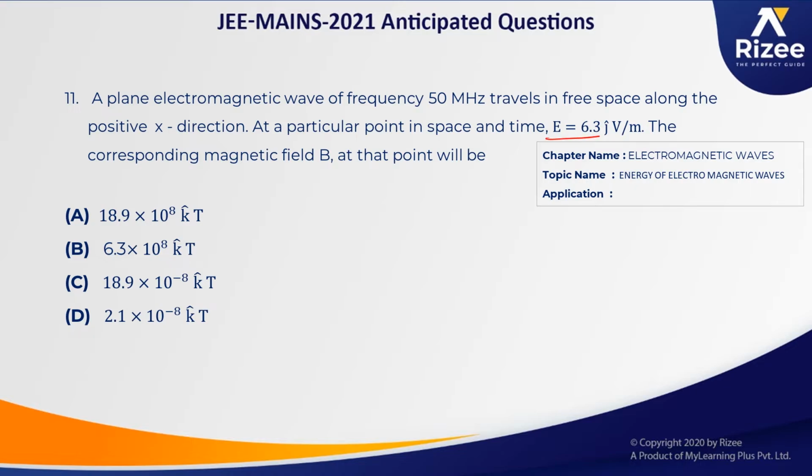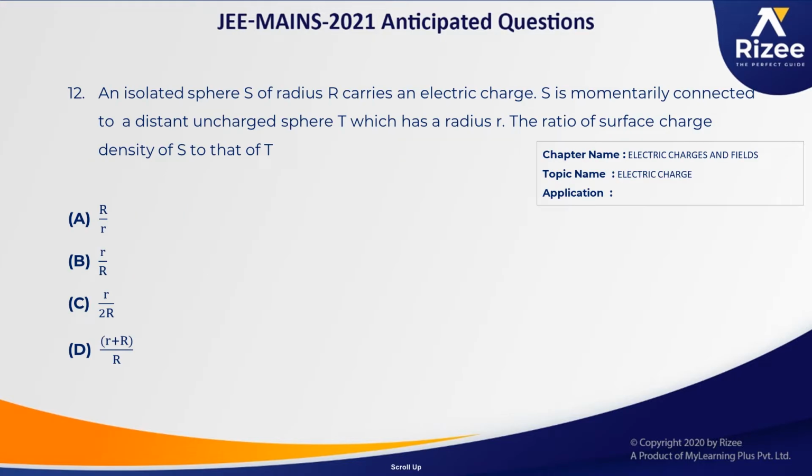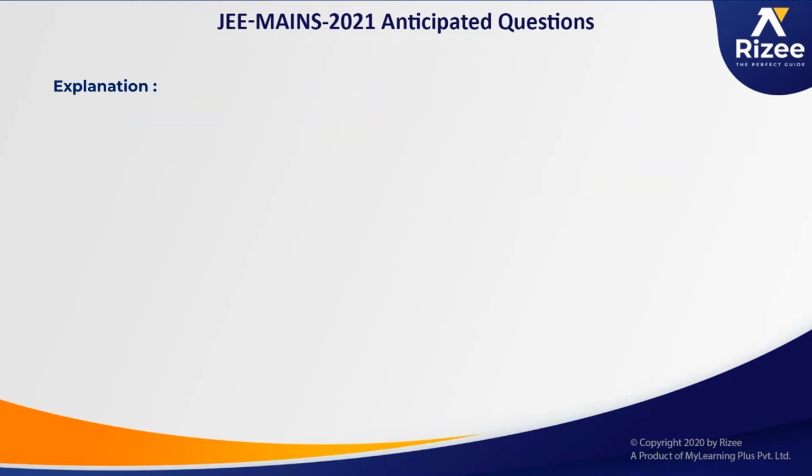The corresponding magnetic field, it's an electromagnetic wave. In that one, he is asking the relation between the electric waves and the magnetic waves. So what will be the relation between the electric wave and the magnetic wave? E by B, that is electric field by magnetic field, is equal to the velocity of light. From this one, B he is asking. So B is equal to E by C.